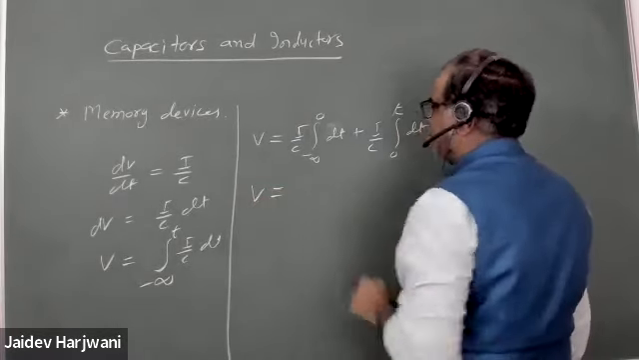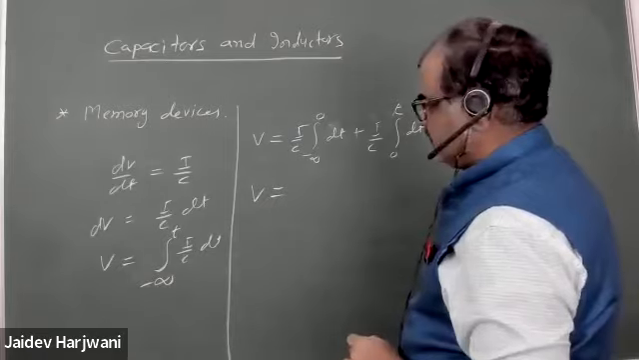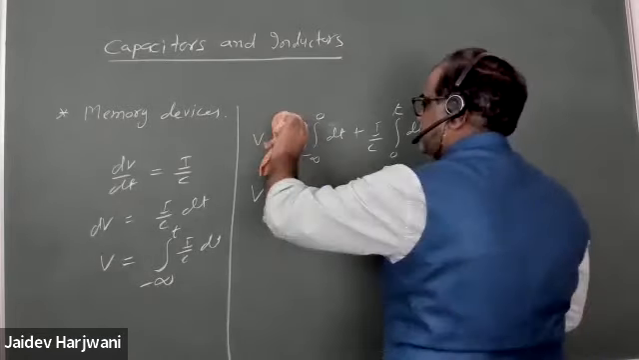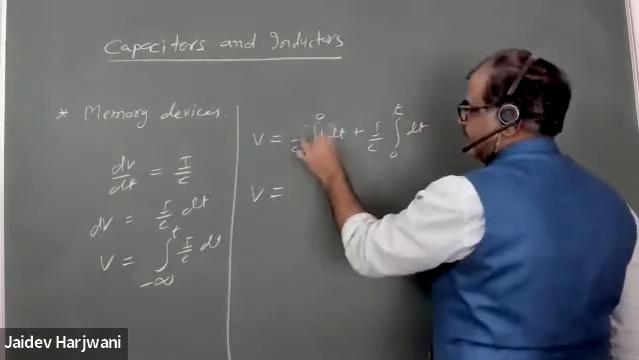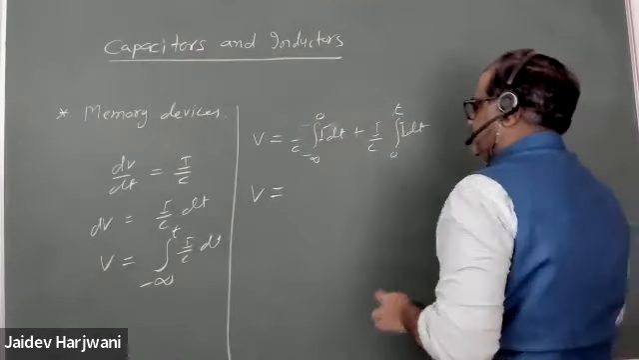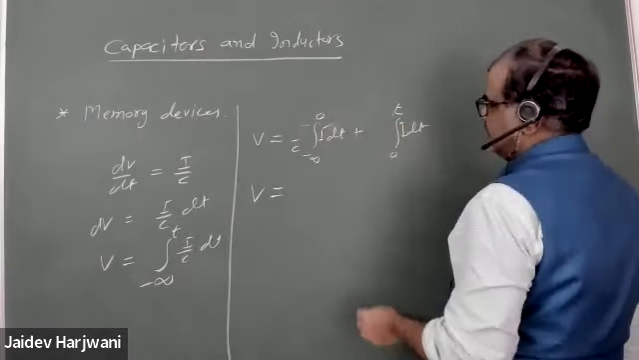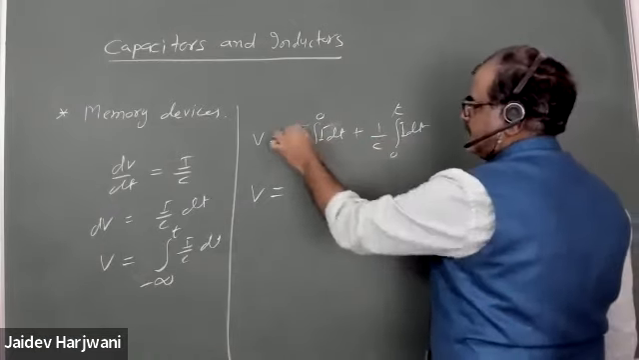So now if I write this equation, how can I solve this? Of course, I is not constant. So it is a memory device.